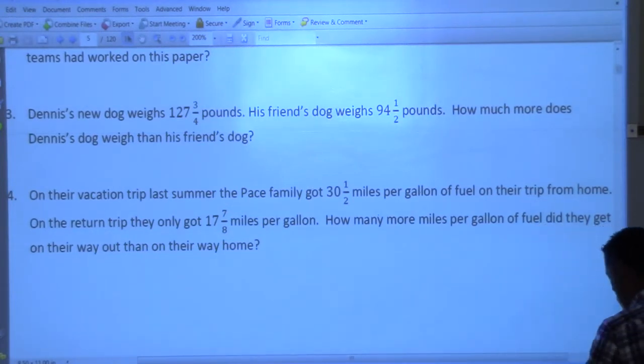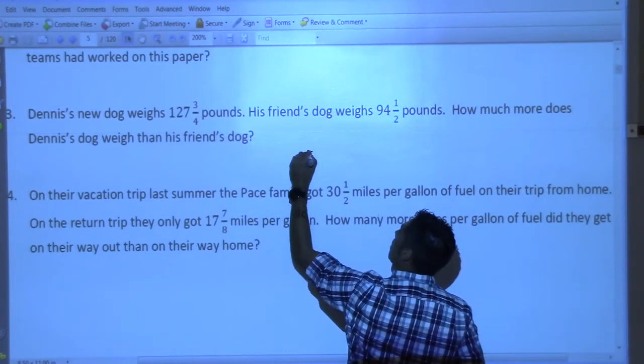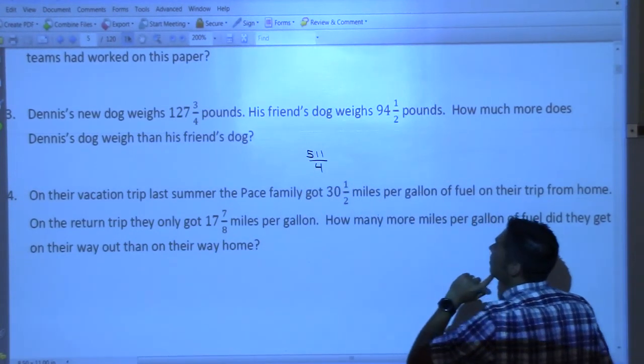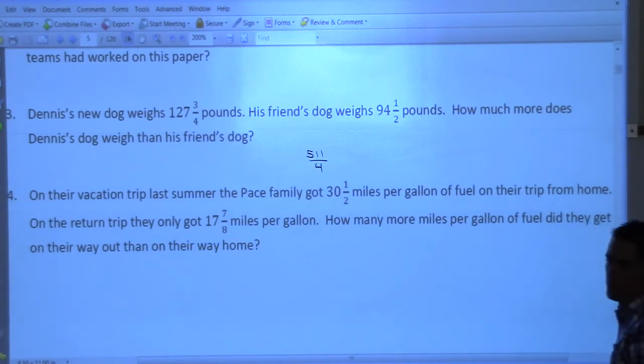All right, so I see you writing, that's why I'm calling on you. What did you write down? I made it into a proper fraction. 511 over 4. Okay, so you converted this one into 511 over 4, and then you did this one over here. You convert that one yet? No. Okay. What are you going to do with them once you get them? Do you know?